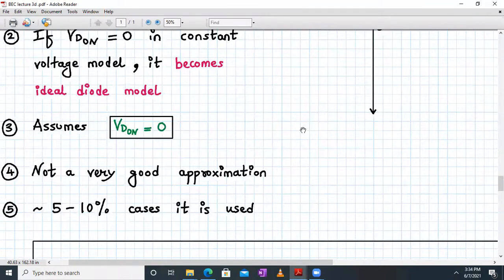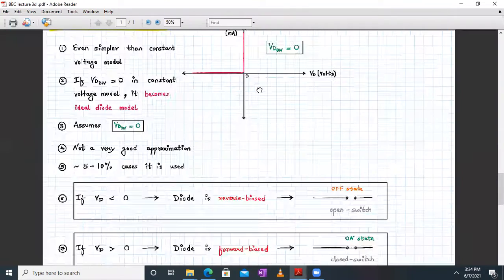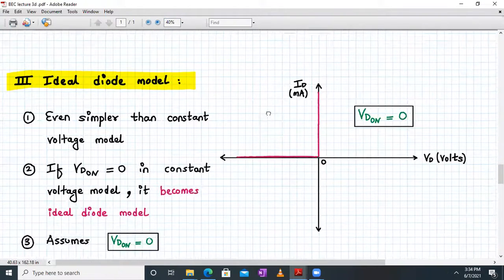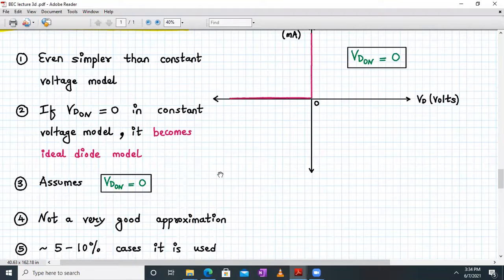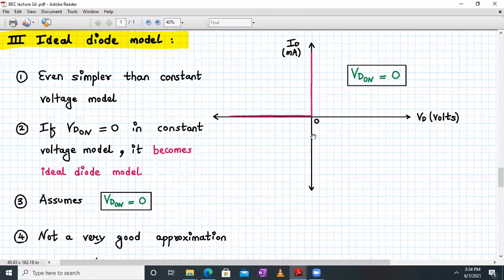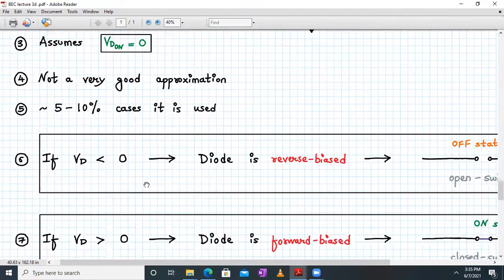It is not a very good approximation, but it is used rarely for quick analysis of whether the diode is on or off. It is used for quick calculations to understand whether in a given circuit the diode is on or off. So it is used in 5 to 10% of the cases. So here what can we say? Here we can say that whenever the diode voltage is greater than 0, the diode is on. Whenever the diode voltage is less than 0, the diode is off. As simple as you can get.